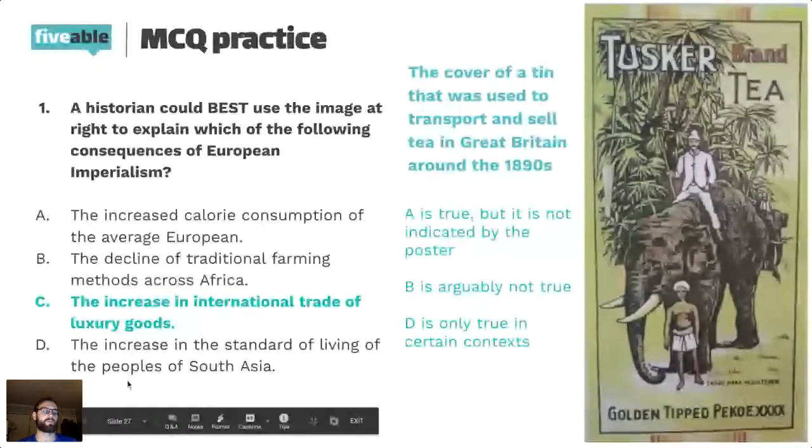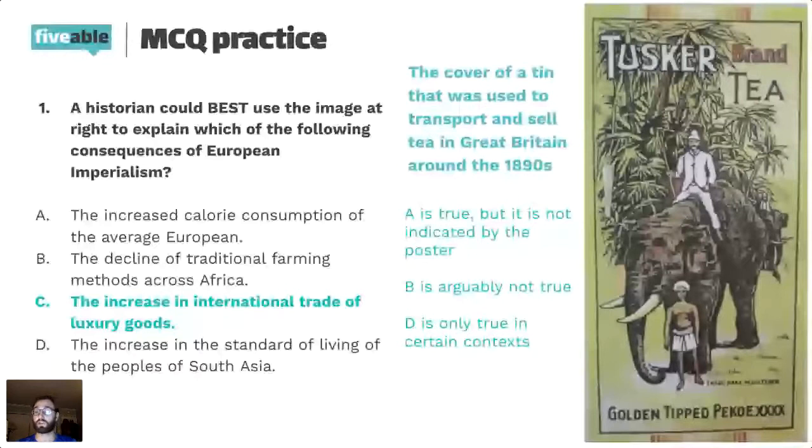So we talk about the drive for resources, right? Rubber, guano, palm oil, the things you need to build an industrial society. But then there's also industrial demand for luxury goods like tea, things that you don't necessarily need to live, but they're really nice, like coffee.